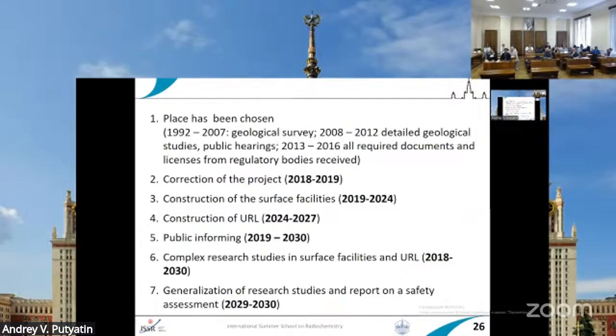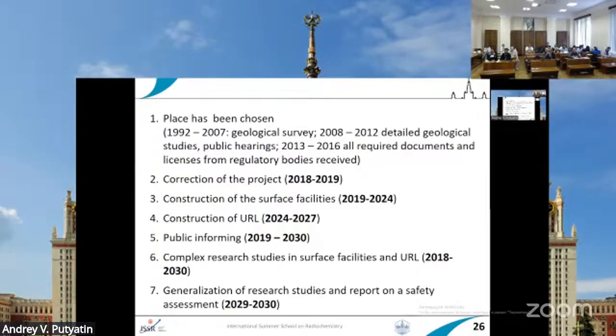There is a boring of three wells, each with a diameter of 6 meters. So these are huge wells, and it's quite a complex task. As far as I know, they have started, and it is around 30 meters already bored, but we are waiting for deeper wells. And of course, during all the activity, there is public informing on the website of the National Operator for Radioactive Waste.